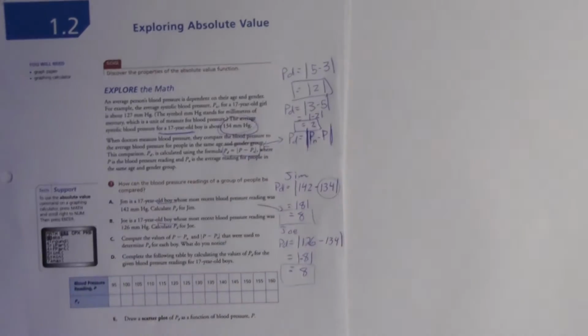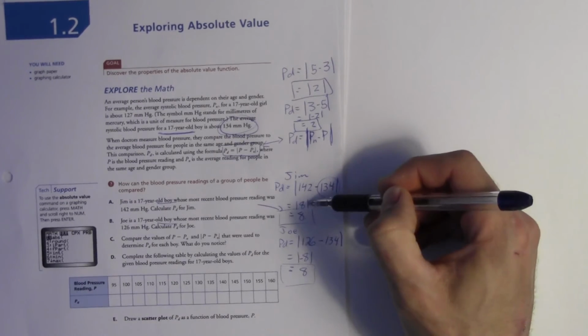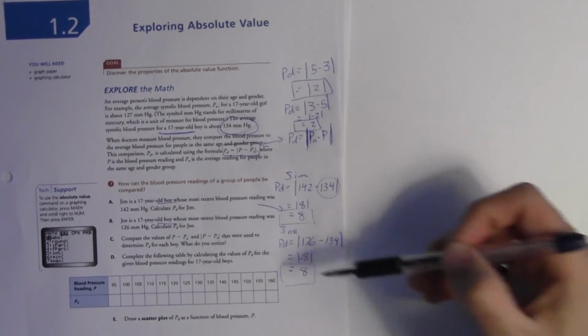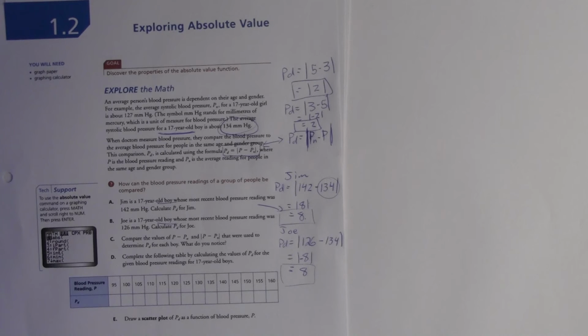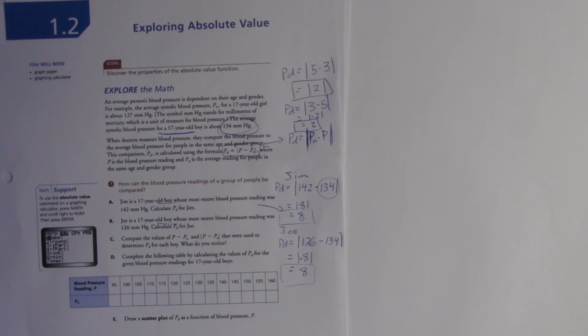Part C says compare the values of P minus PN that were used to determine PD for each boy. What do you notice? All right, so we're comparing, this value would be an absolute value of 8, and this would be an absolute value of negative 8. So we're noticing that they become the same after we use the absolute value.